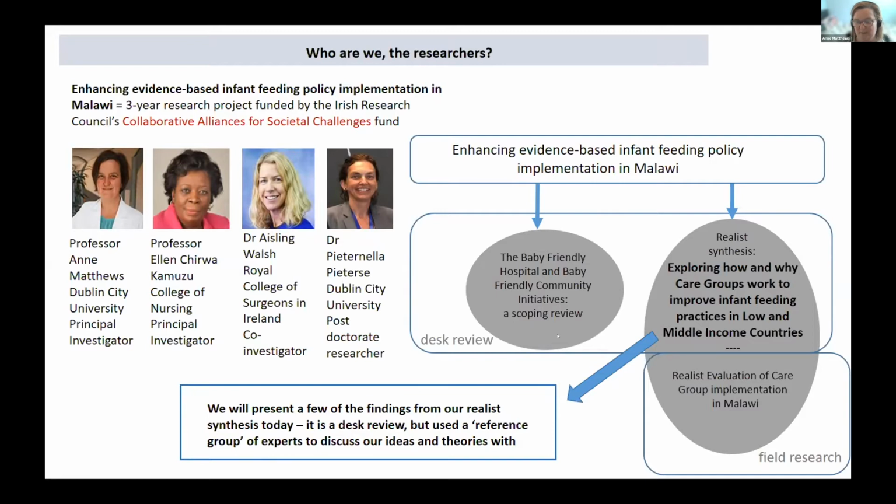We're kind of, well, hopefully halfway through that. We're currently extracting data within Covidence. We've about 260 articles about implementation of Baby Friendly Hospital or Baby Friendly Community initiatives. So anyone interested in that, please do get back to us.